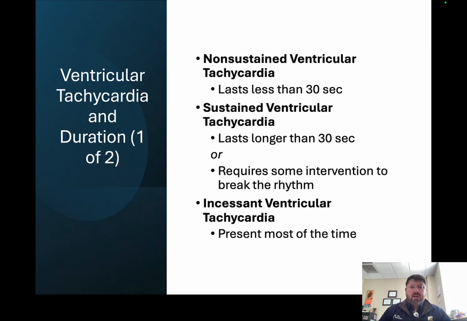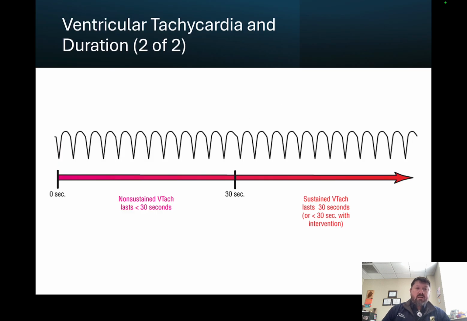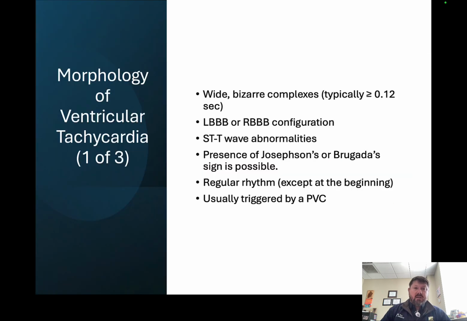So non-sustained ventricular tachycardia lasts less than 30 seconds. It occurs paroxysmally and then it converts out. Sustained ventricular tachycardia lasts longer than 30 seconds, or it requires some intervention to break the rhythm. And then incessant ventricular tachycardia presents most of the time. So here's an image that helps you distinguish between the two. Non-sustained is going to be 30 seconds or less, and sustained is greater than 30 seconds, or we need to intervene to break the cycle.